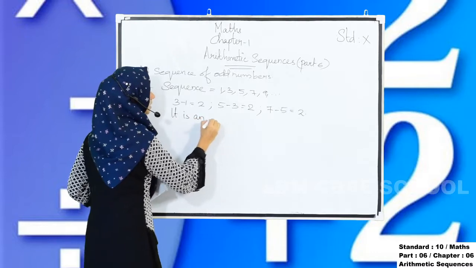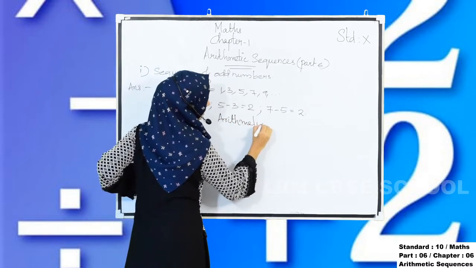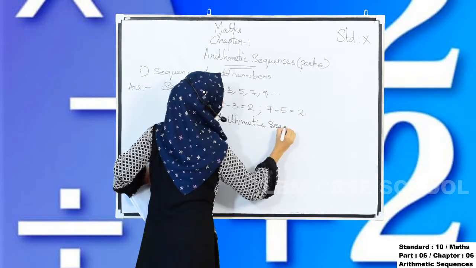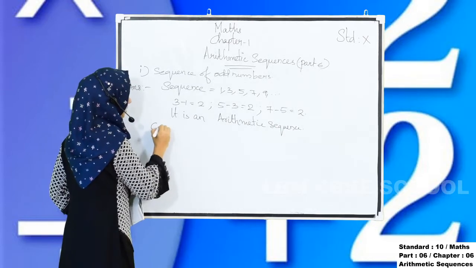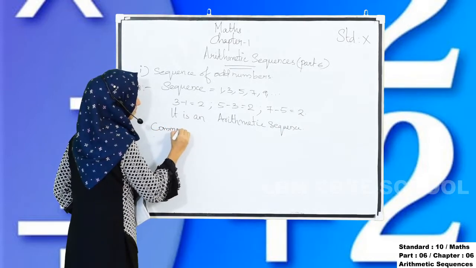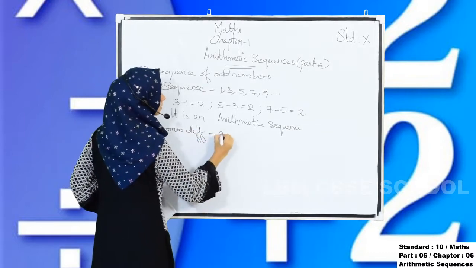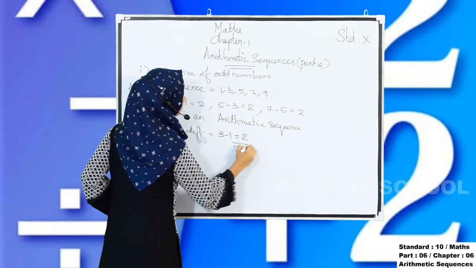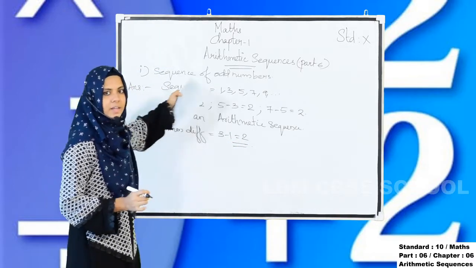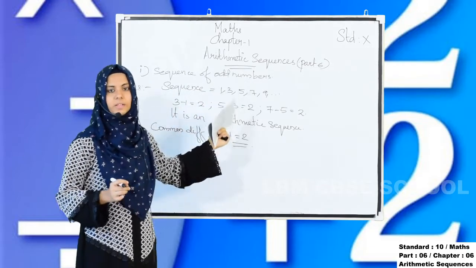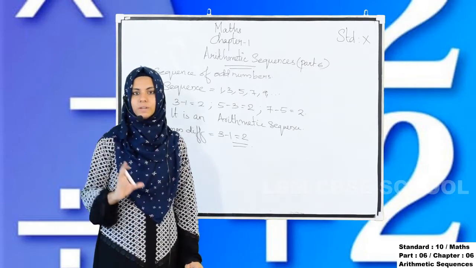It is an arithmetic sequence. And also we want to find the common difference. Common difference is equal to 3 minus 1 is equal to 2. You understand? So we proved it is an arithmetic sequence, and then if it is an arithmetic sequence we want to find the common difference also. Here the common difference of the odd numbers is 2.